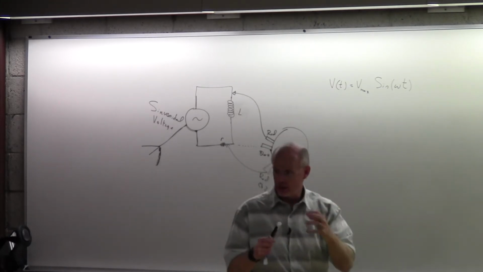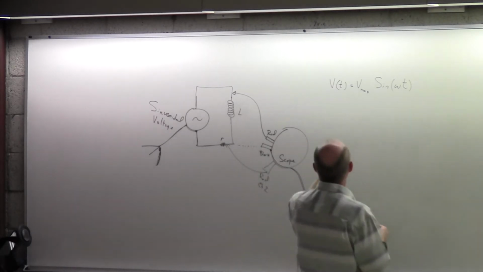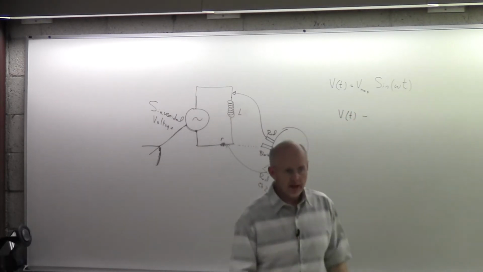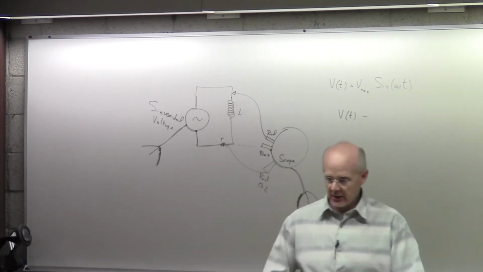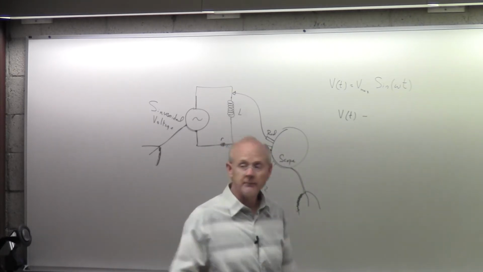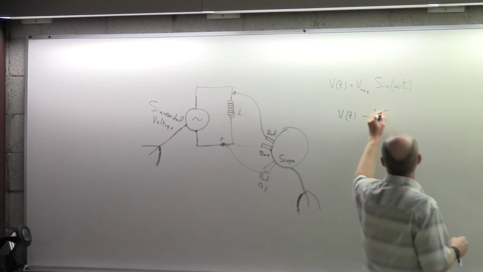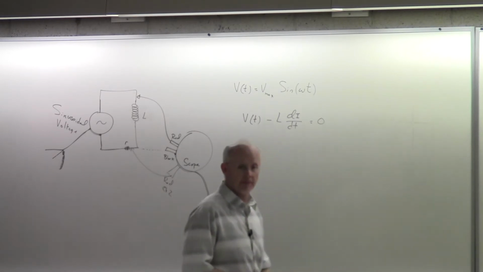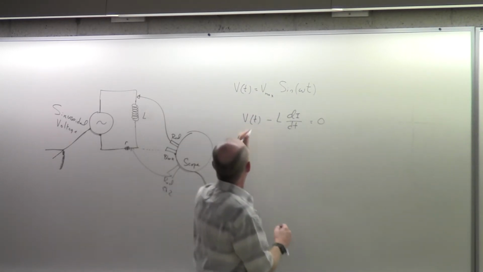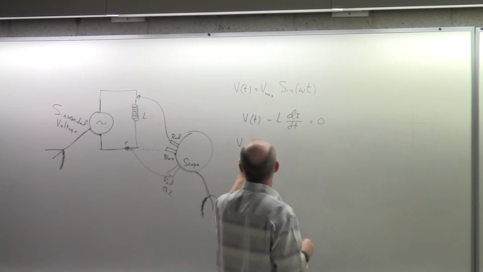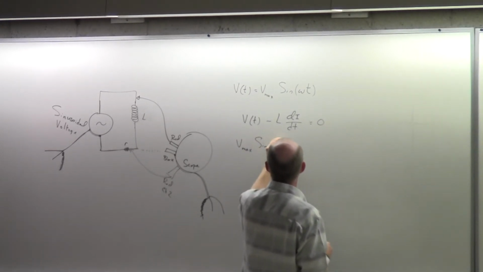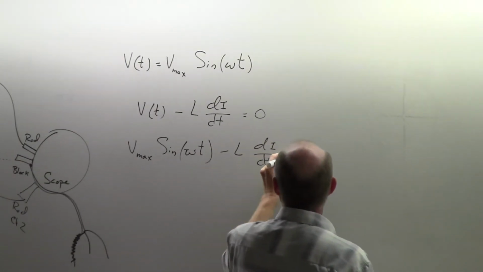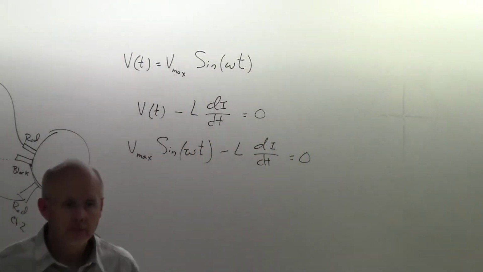Add up the voltage around a loop, I should get 0. So I should get voltage as a function of time minus, maybe I'll just go back to the last chapter, how do I get the voltage on an inductor? L di dt, and that has to equal 0. Fair enough? Now the voltage follows this function, V maximum times sine omega t, minus L di dt. Now my question for you is, could you solve this for current?